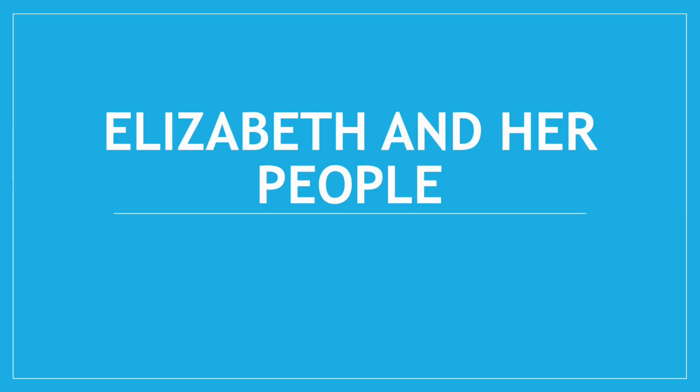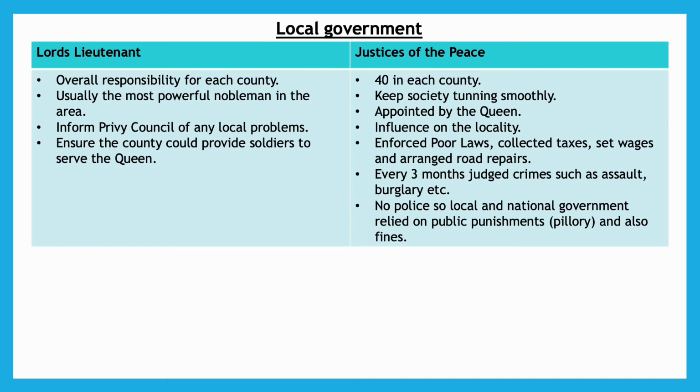Finally, we've got Elizabeth and her people. So, local government: we've got two different roles. She needs other people to help control other areas of the kingdom. So you've got Lords Lieutenant and Justices of the Peace. Lords Lieutenant had responsibility for each county. There would be one in each county, and they were usually the most powerful noblemen. Justices of the Peace, however, there were 40 in each county.